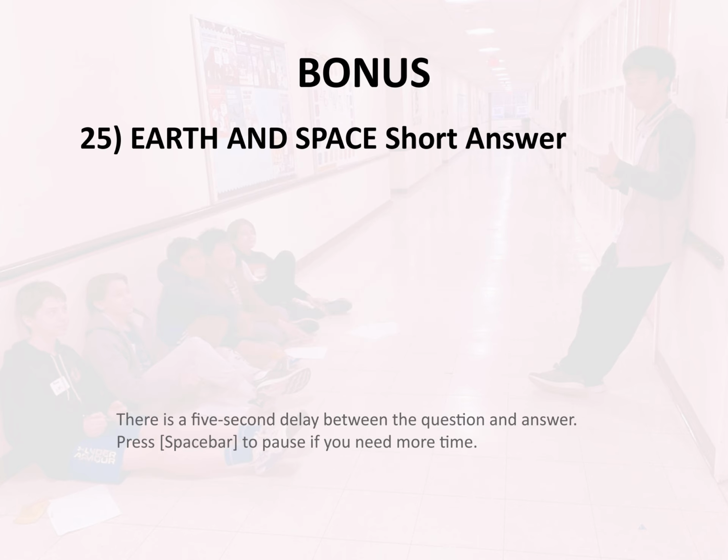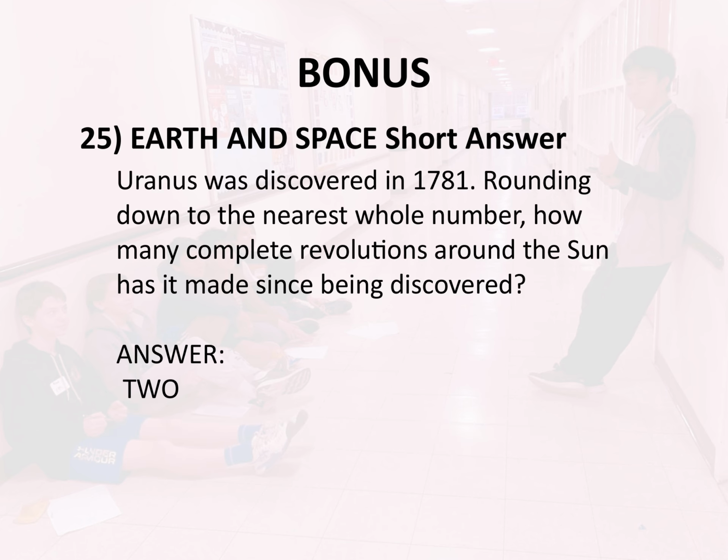Bonus, 25. Earth and space. Short answer. Uranus was discovered in 1781. Rounding down to the nearest whole number, how many complete revolutions around the Sun has it made since being discovered? Answer. 2.